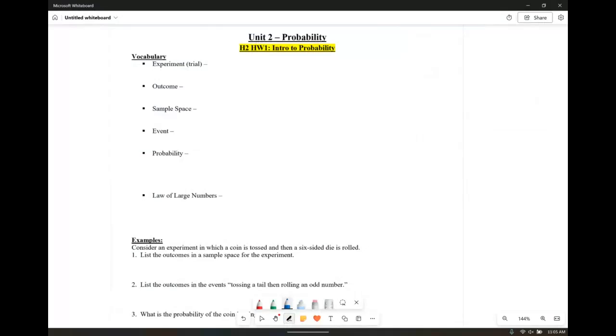Right, so we are going to get started talking about probability today. So we're just going to learn some vocabulary and some terms and some basics to get started, okay? All right, so first things first, just a little vocab.